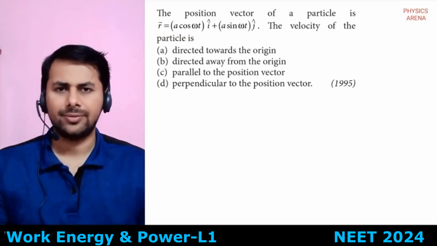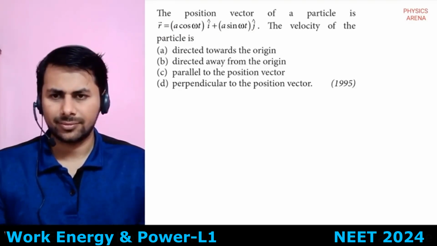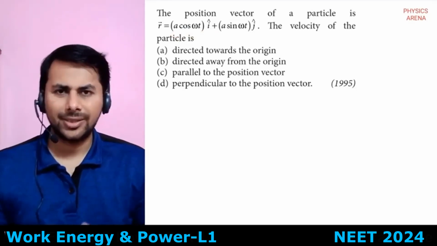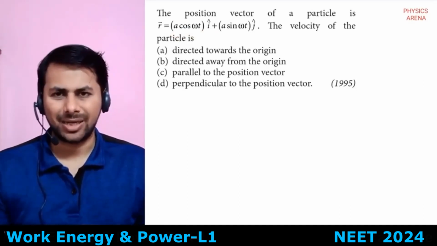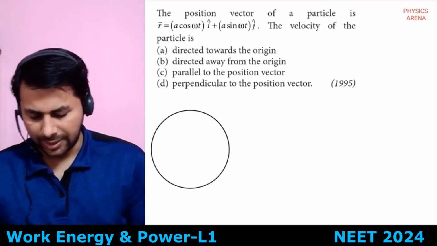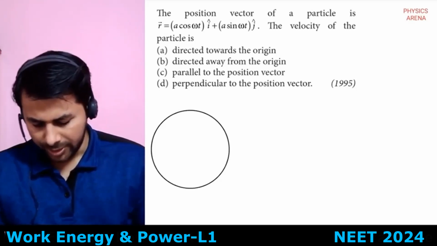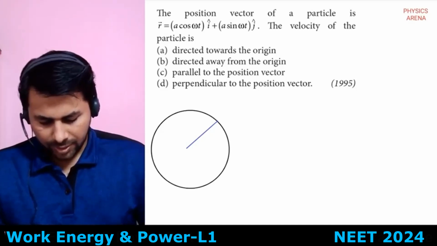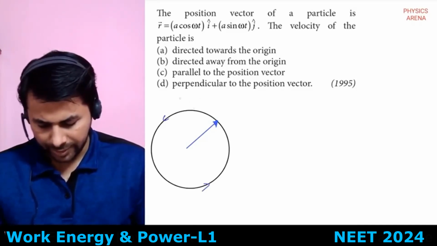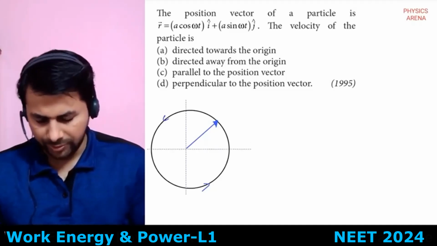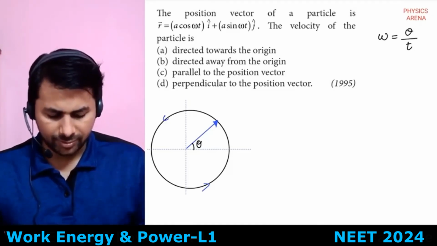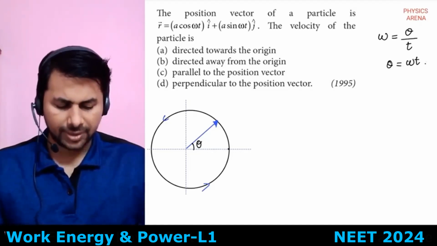Have you seen this kind of vector earlier? R cos omega t multiplied by i cap plus R sin omega t multiplied by j cap. Have you seen it? Yes, we have seen it, in circular motion, right? So in circular motion, suppose this is the position vector of a particle performing circular motion. Then you can resolve this position vector along x and y axis. This angle is theta. We know omega equals theta by t if it starts from here. Therefore, theta equals omega t.